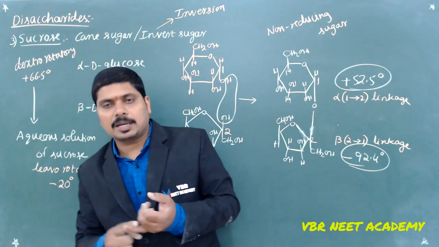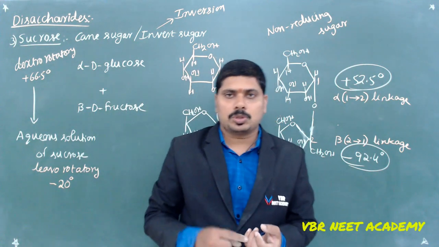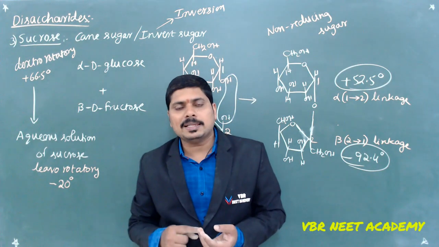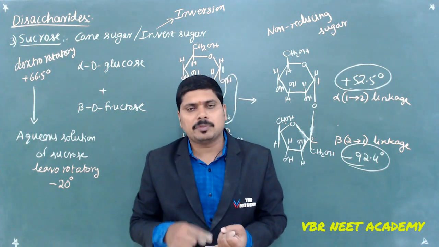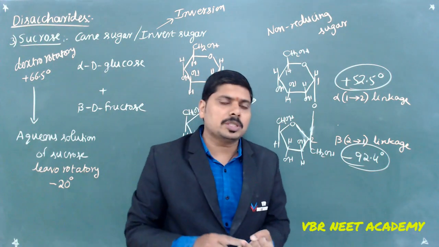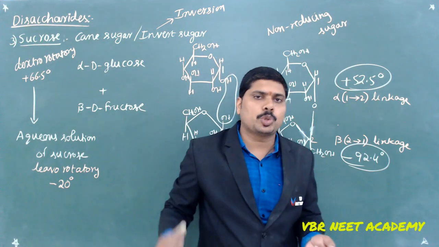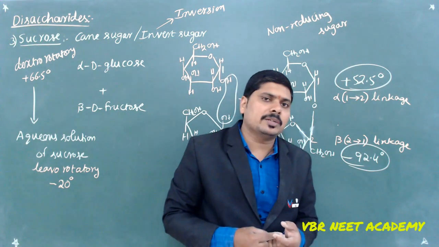I hope you were able to understand what we discussed for sucrose. Sucrose is called cane sugar because it is obtained from sugar cane. And sucrose is called invert sugar because it shows inversion. Why does it show inversion?